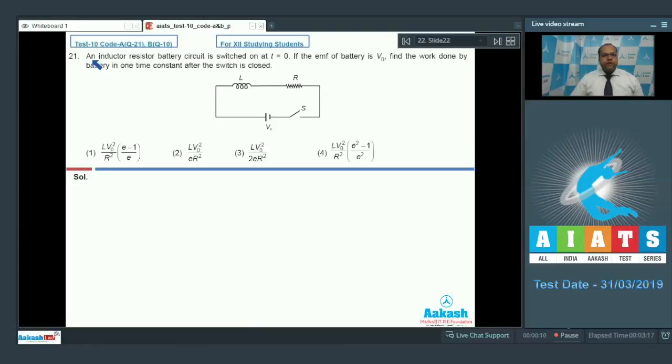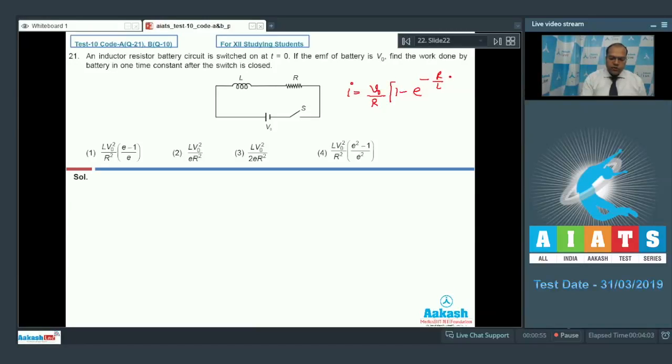In question number 21, an inductor resistor's battery circuit is switched on at t equal to 0. If the EMF of the battery is V0, find the work done by the battery in one time constant after the switch is closed. So we know that at t equal to 0 when the switch is closed, the current at any time t is given by V0 by R into 1 minus e raised to the power minus R by L into t.